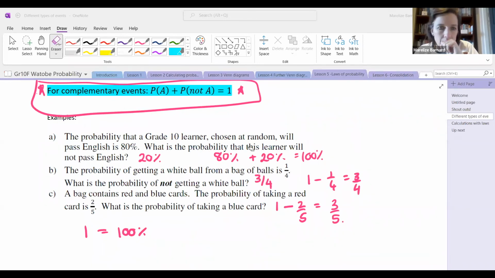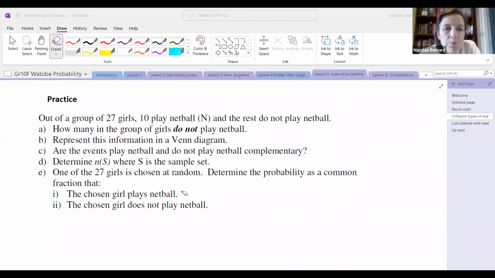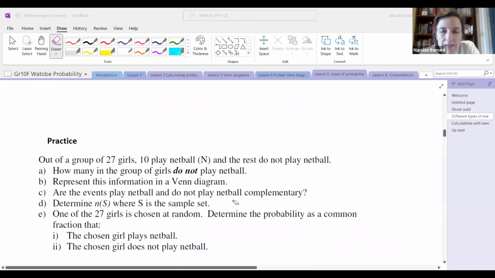Okay. Right, let's do another one and then you can try again. So out of a group of 27 girls, let's read, and then you pop your reading face in the chat once you're done.